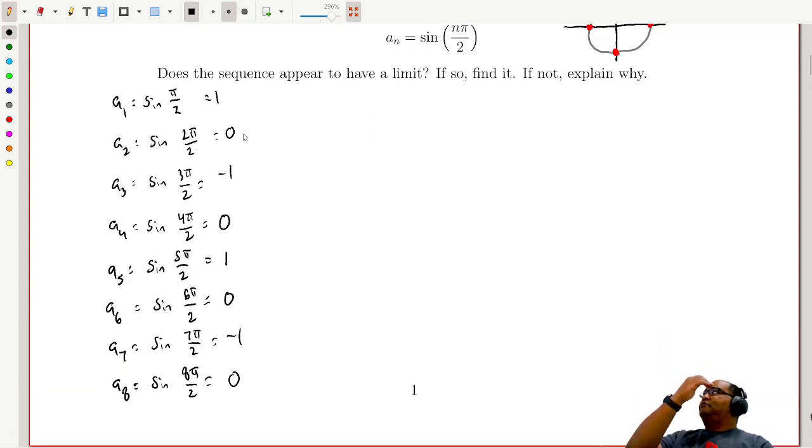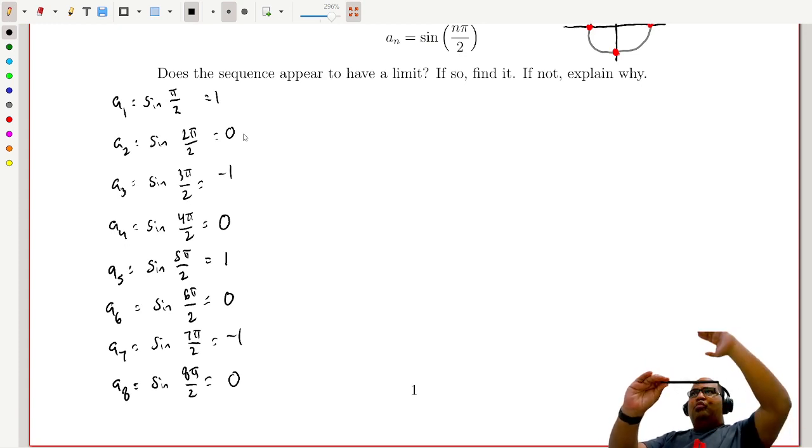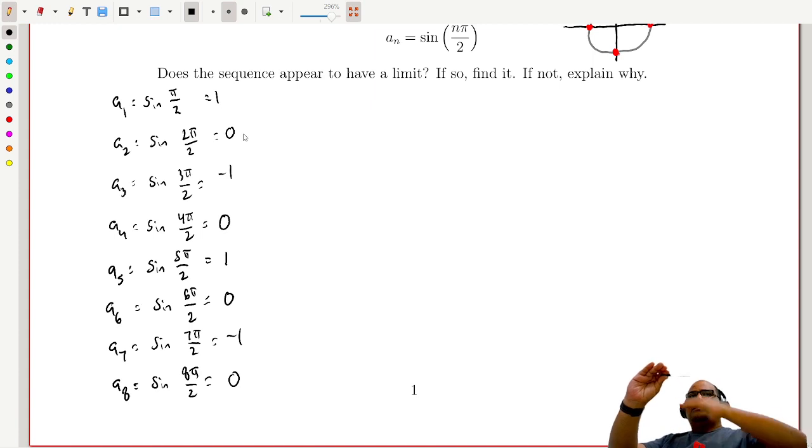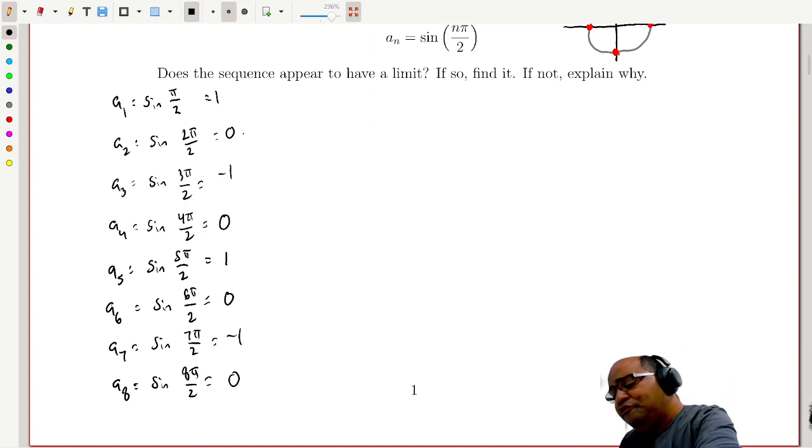So take a look at what we have here. Let's try to give a visual picture. Let's call this baseline our 0. So we have 1, 0, -1, 0, 1, 0, -1. You see how it oscillates, right? If you graph sine of n pi over 2 in terms of discrete points, you see that they all wiggle. And the idea here is we're looking for the limit as n goes to infinity of sine of n pi over 2.